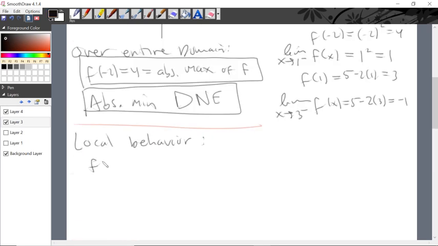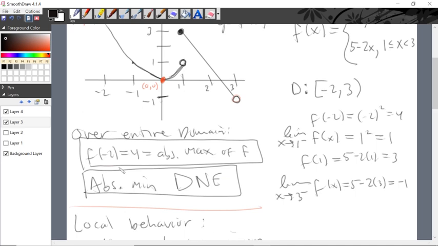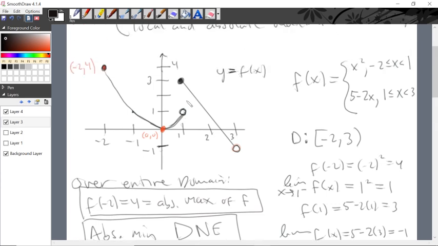So we have f of 0, which is equal to 0. That is a local minimum of the function. Any other local minima? For this particular one, there's no other point that we can choose that is the lowest point within an open interval. How about local maxima?